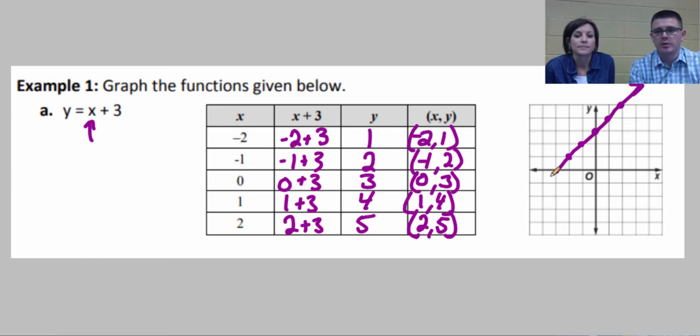So as you're plotting those points, if you notice 1 doesn't quite fall in line with the rest, that's a good giveaway to go back and check your math as you were plugging in your x's to get your y's, and you might have made a mistake someplace.